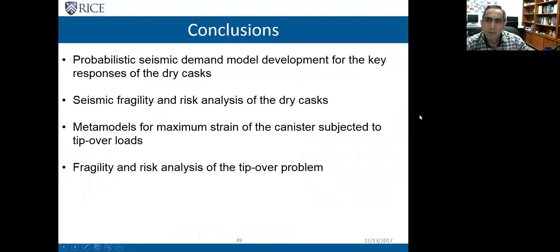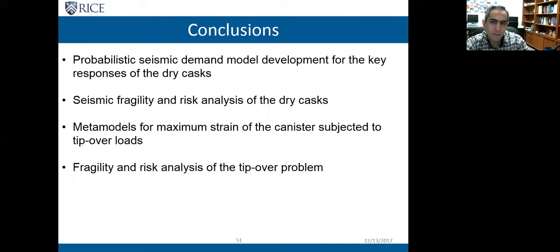Okay, so in conclusion, in this presentation, I talked about seismic analysis and tip-over analysis of vertical concrete dry casks. In the seismic analysis, I developed meta models for the maximum rocking angle and maximum horizontal displacement of the casks. These meta models can be used for fragility and risk analysis, or they can be used by other researchers or engineers for any given set of predictors.